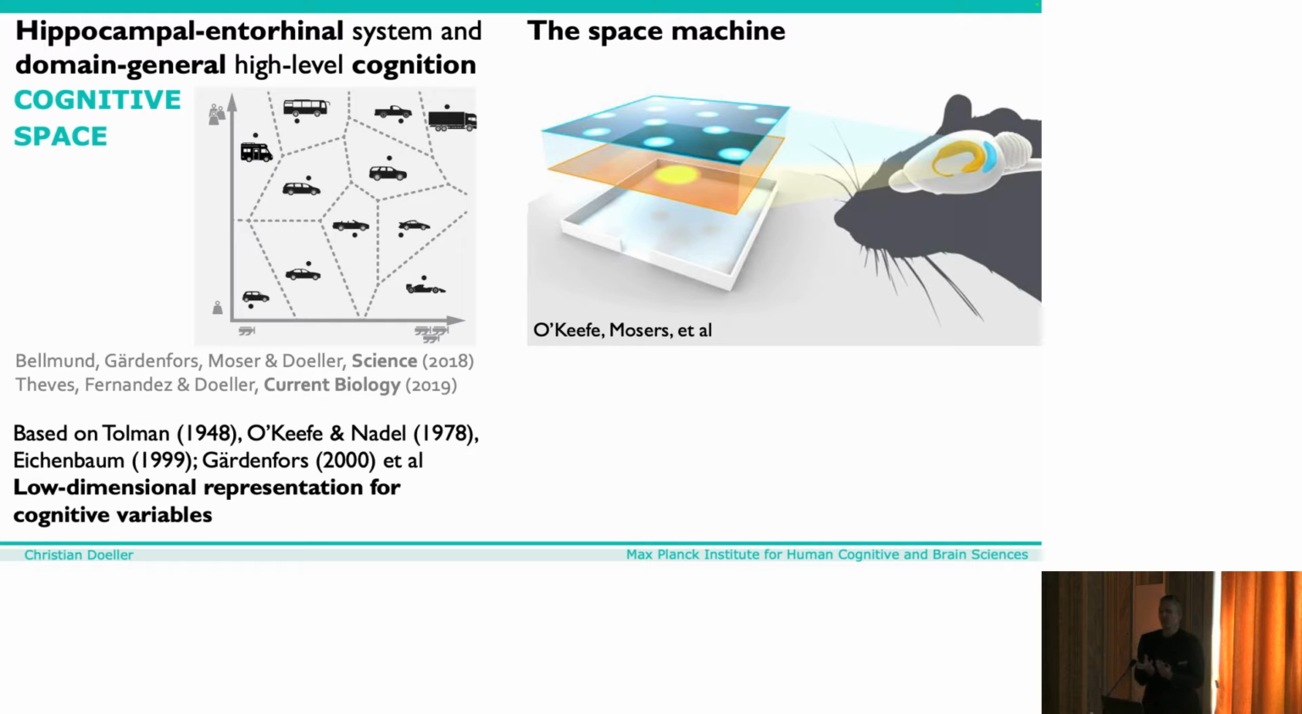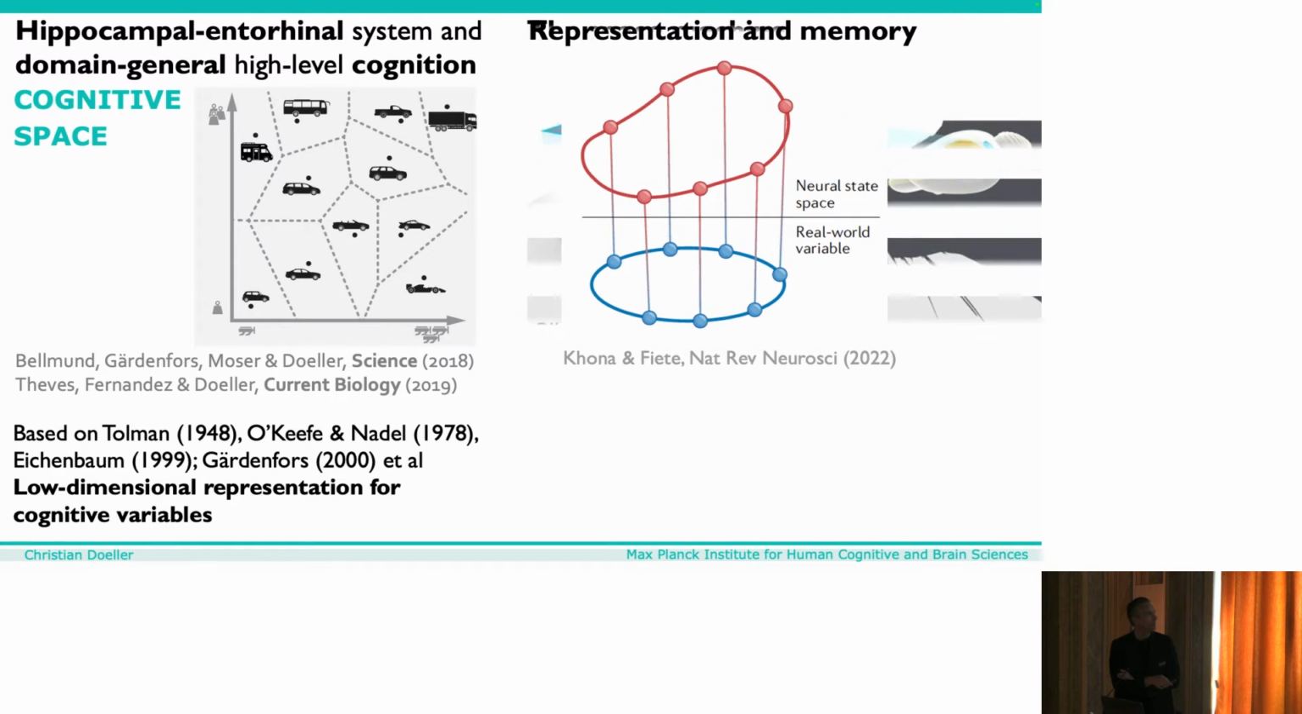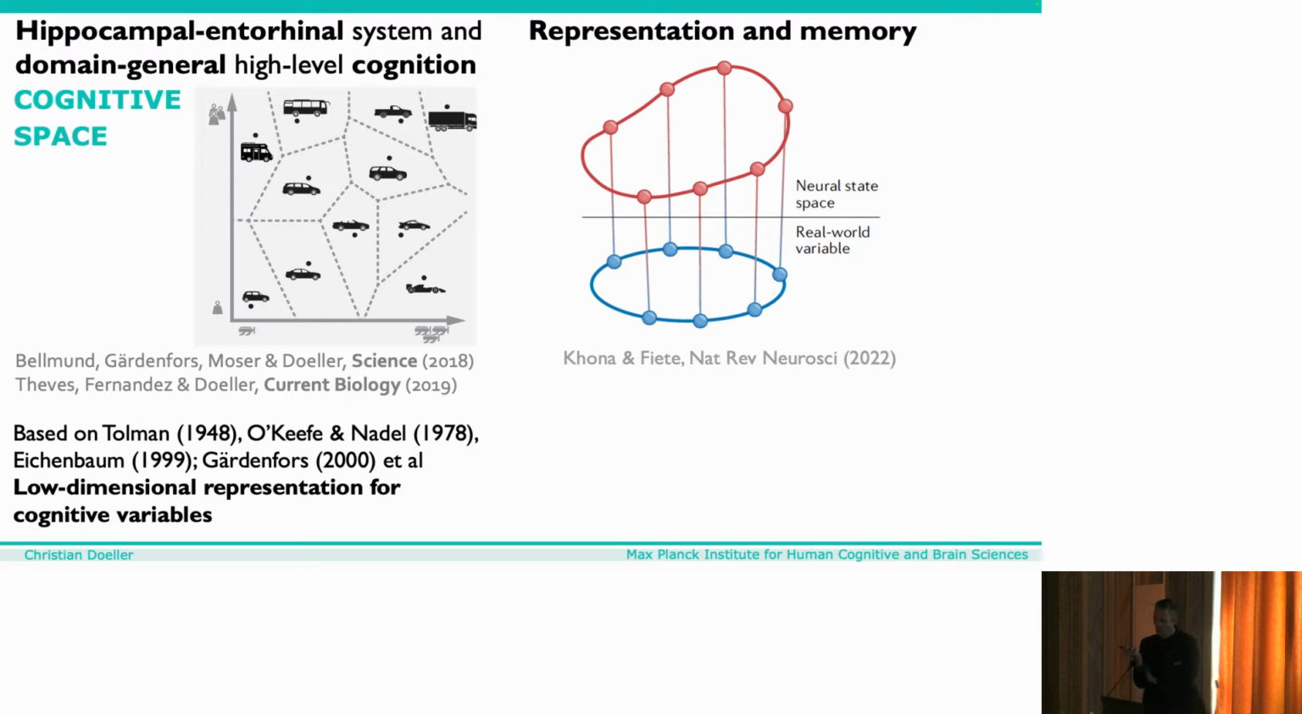So in sum, what we think, and many in the field think is going on, is that the hippocampal entorhinal system provides a low-dimensional representation of cognitive variables. And you can also, of course, quantify that with modern techniques and understand these neural state spaces, these low-dimensional representations of environmental features of cognitive variables.